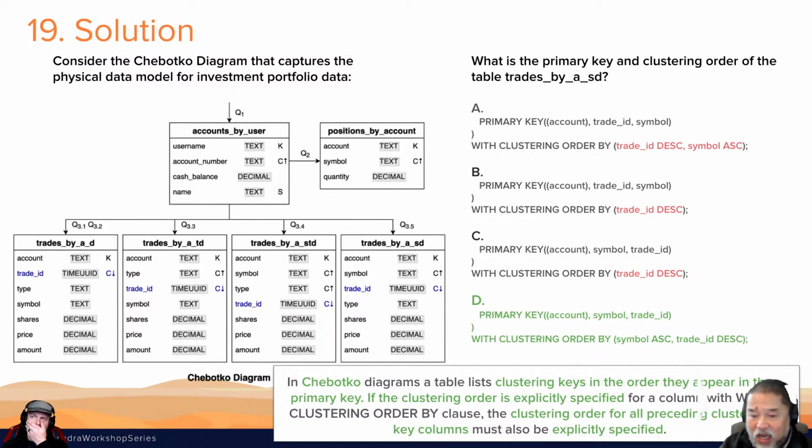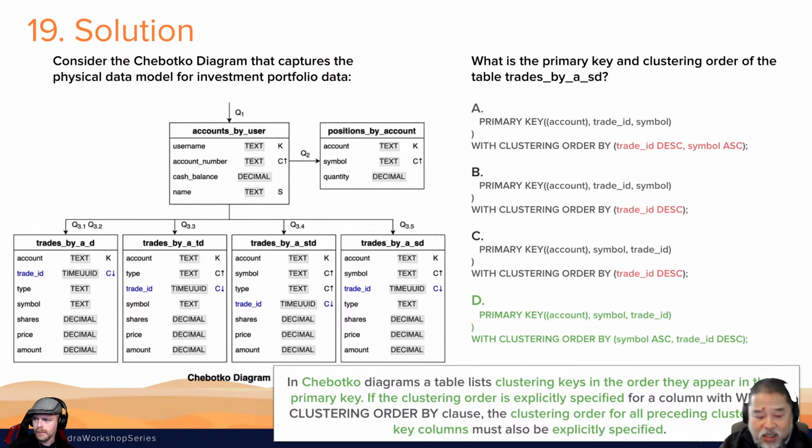So that rules out A and B because trade ID and symbol are reversed. Next, we have C and D as possible choices. And you notice the ordering. The symbol column is in ascending order. By the way, ascending is the default, and trade ID is in descending. So if we look at choices C and D, they both have trade ID in descending. So that doesn't rule either of them out.